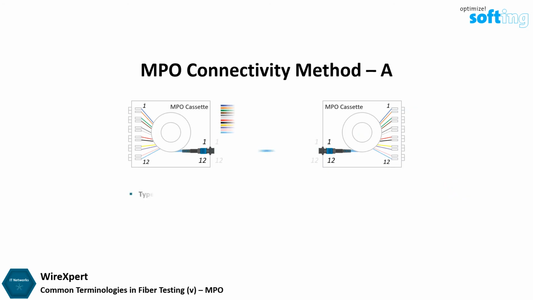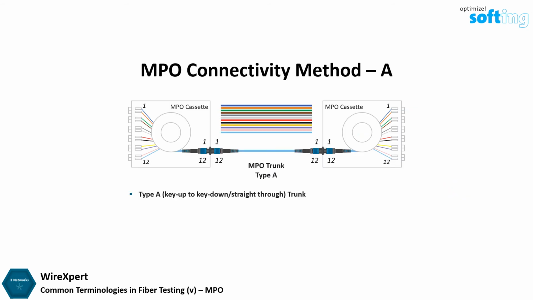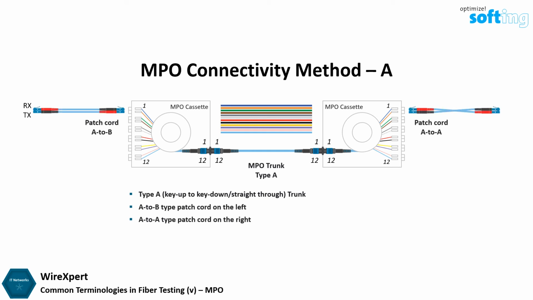Method A uses a Type A trunk cable to connect the MPO modules. The two types of patch cables are used to correct the polarity. The patch cable on the left is a duplex A to B type and duplex A to A type on the right.